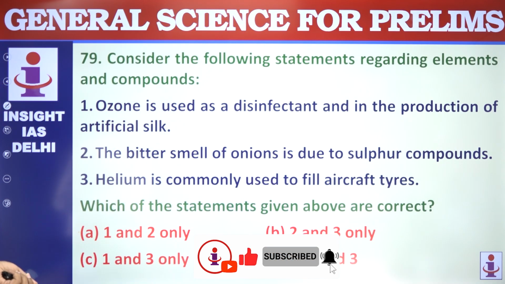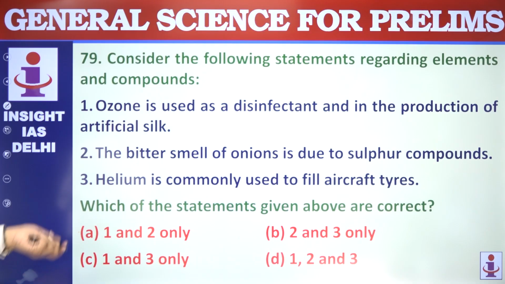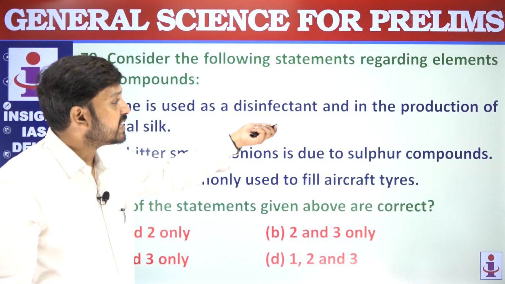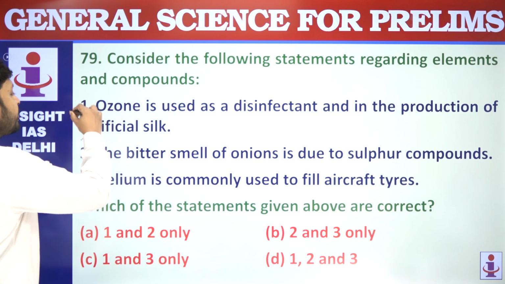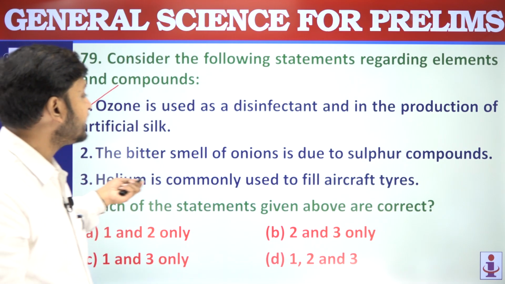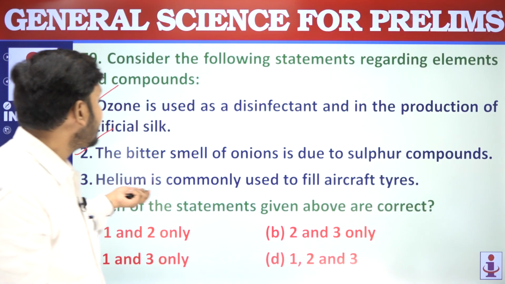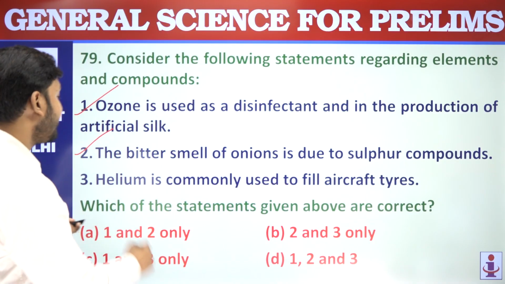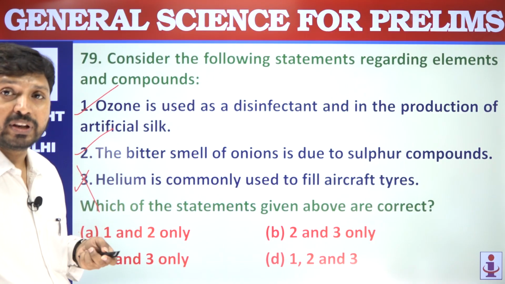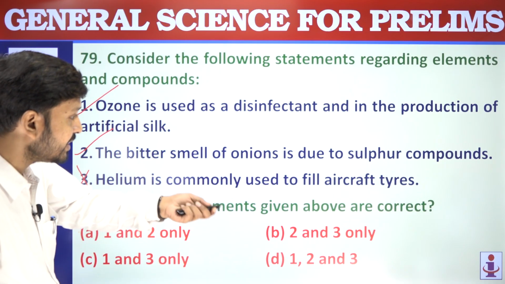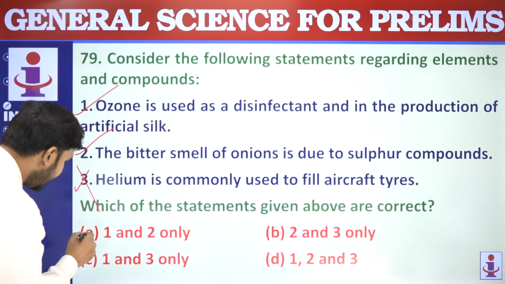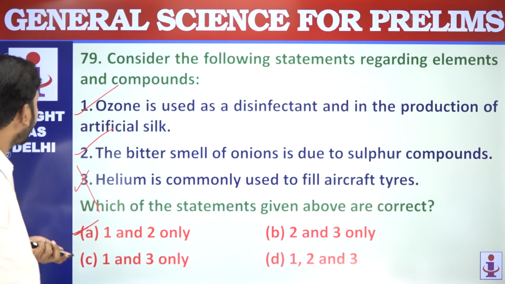Consider the following statement regarding the elements and compounds. Ozone is used as a disinfectant and in the production of artificial silk. This is right. The bitter smell of onion is due to sulfur compounds. This is also a very common thing. No. Helium is commonly used to fill aircraft tires. No. Nitrogen is used to fill aircraft tires. So 1 and 2 are correct and they are asking the correct one. So 1 and 2 are there in option A.